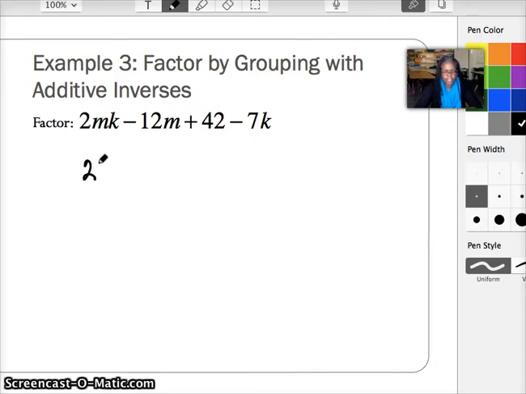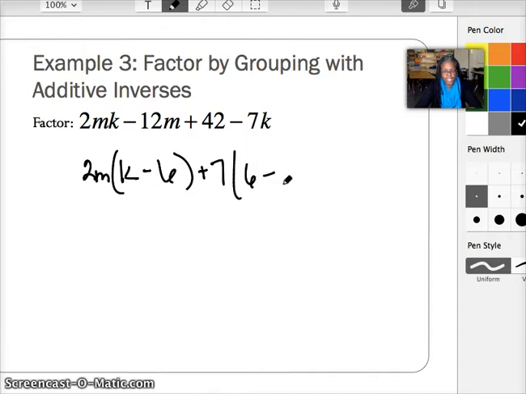So 2mk, I can factor out a 2 and an m if I'm just looking at these 2 terms. So I'm left with k minus 6. Do you guys see that? Because 2m times k is 2mk, 2m times 6 is 6m. All right, so I'm going to do a similar thing here. What can I factor out of these two terms? 7. And I'm left with 6 minus k.